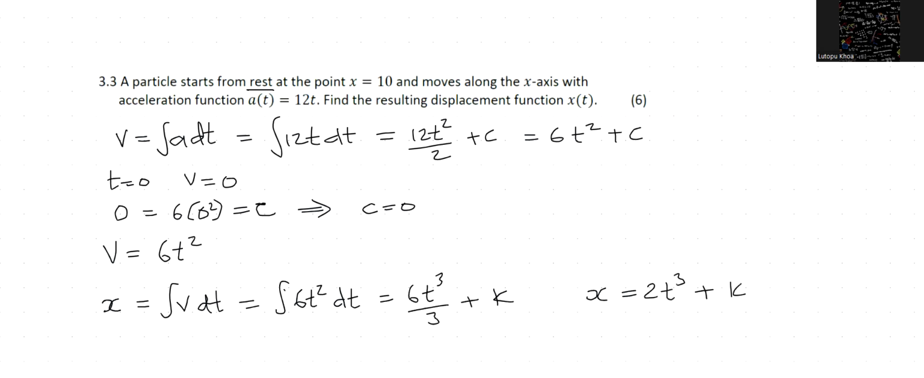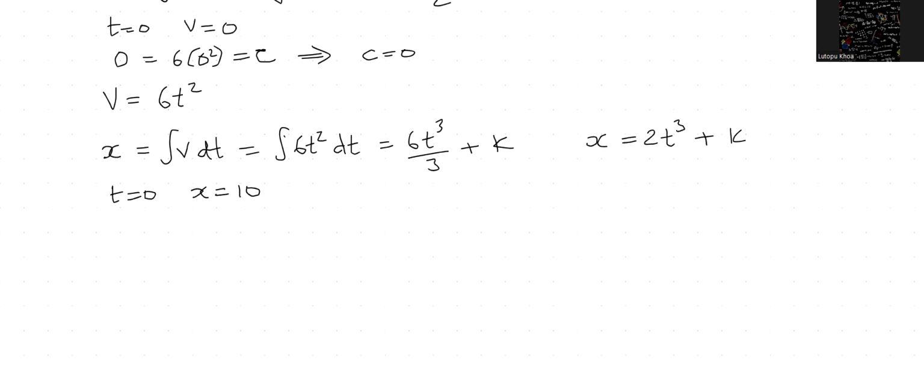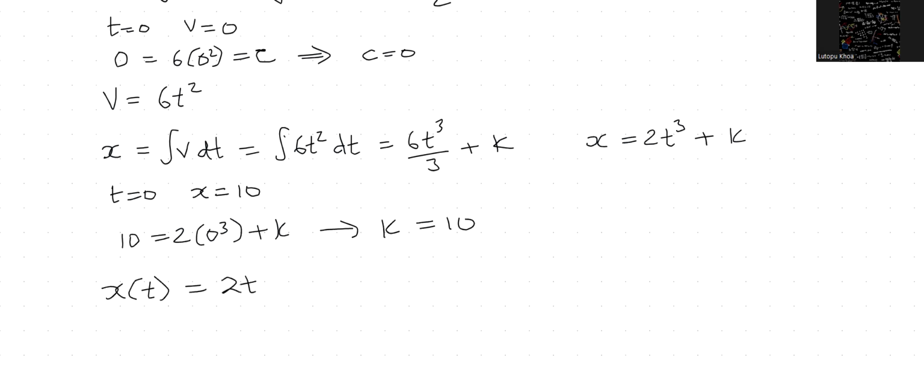Now we have to try and figure out what is k. So we are told it starts from rest at a point x is equal to 10. So this is the initial displacement. So when time is equal to 0, x is equal to 10. So we then substitute and then work out the value of k. So we have 10 is equal to 2 times 0 to the power of 3 plus k. This means that k is equal to 10. So our function x of t becomes 2t cubed plus 10. Okay, so that is what we have.